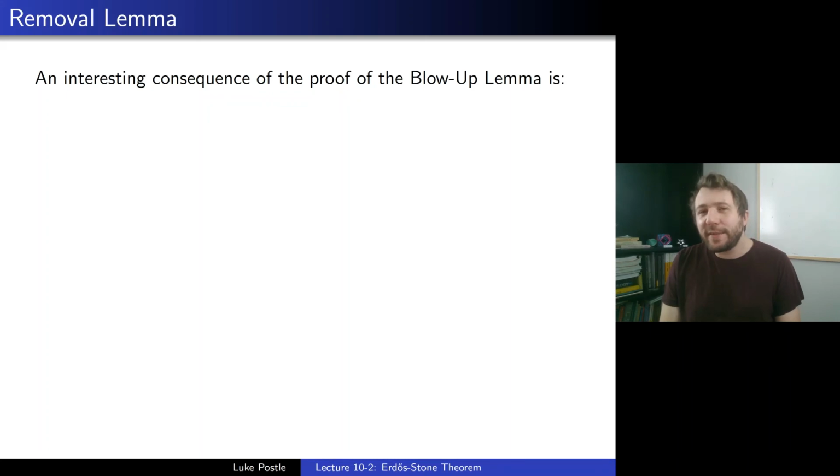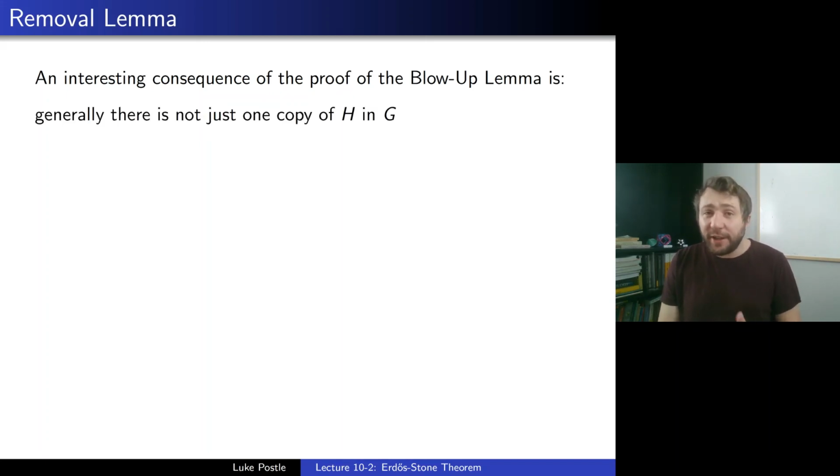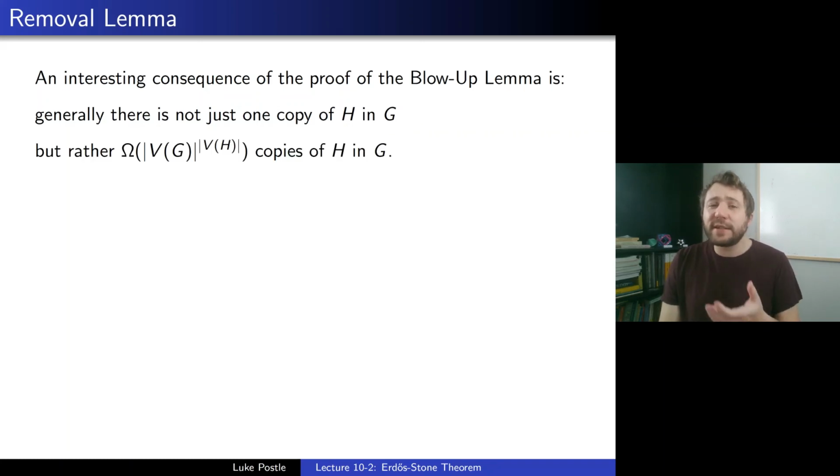So if you go back through the way I said it, we have these targets and we're embedding, but the more you think about it, the target sizes are large. In the end we want at least one, but really they're kind of large with respect to the number of parts. So generally that means there's not just one copy of H and G, there would actually be many copies, on the order of V(G) to V(H) copies of H and G. That's a consequence of the proof, right?